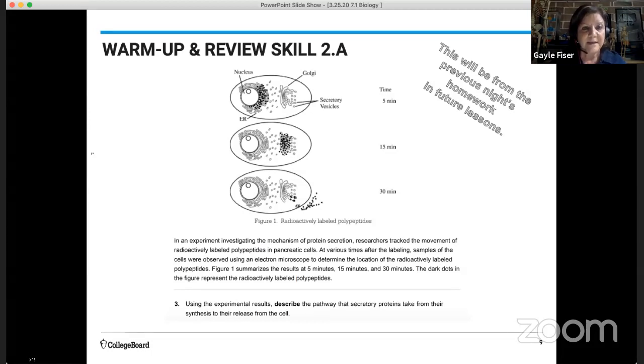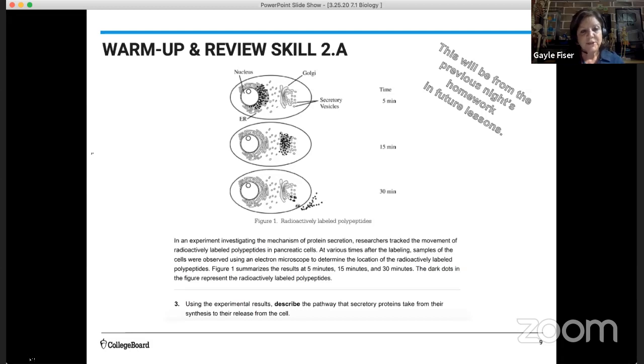So I can determine that there are black dots moving from the endoplasmic reticulum to, and if you look in the second cell at the 15 minutes, you can see one little tiny vesicle has a dark dot. So they're moving through the vesicles to the Golgi apparatus, and then the dark dots are leaving the Golgi apparatus and into another vesicle. Then that vesicle is fusing with that plasma membrane, and then the polypeptides are being released outside the cell. So I asked them to go through and get the story of what the diagram's telling them.